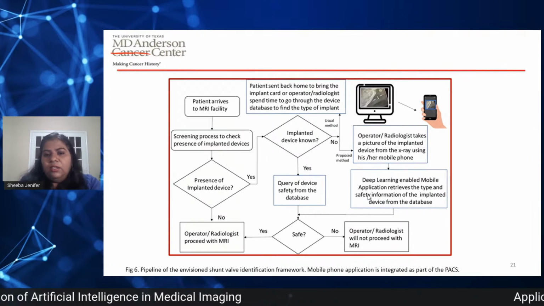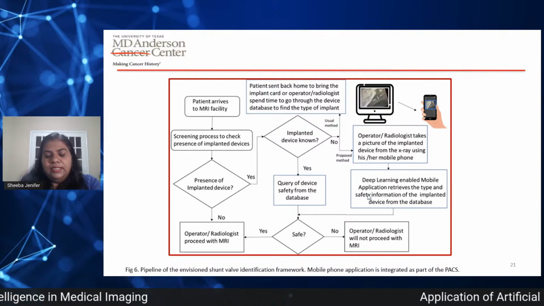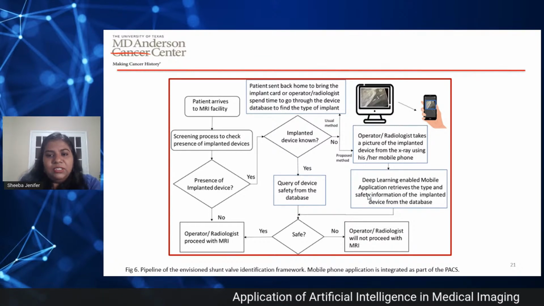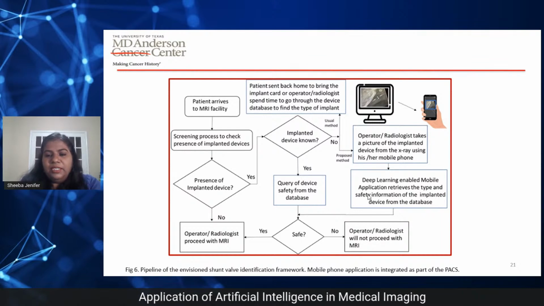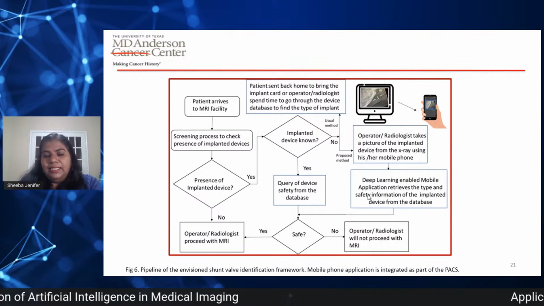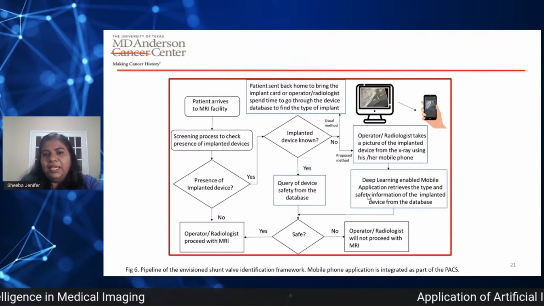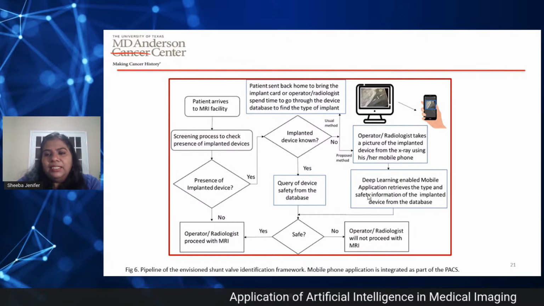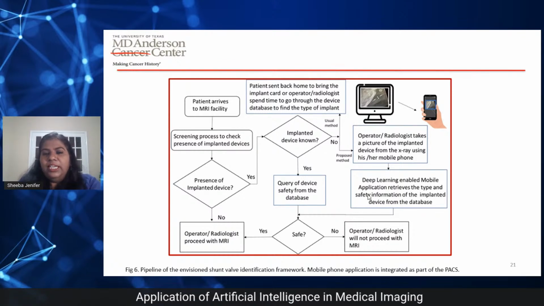So what we thought of this workflow is, why not a radiologist take a picture? Because everybody carries a smartphone nowadays. So why not just take a picture of just an X-ray of the implant device in the brain, and from that X-ray, use a smartphone to take a picture.